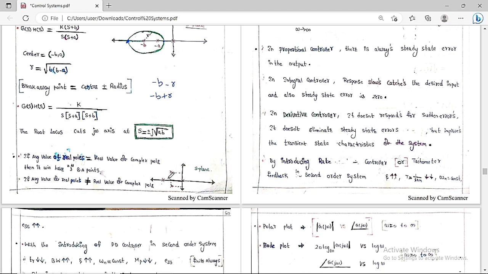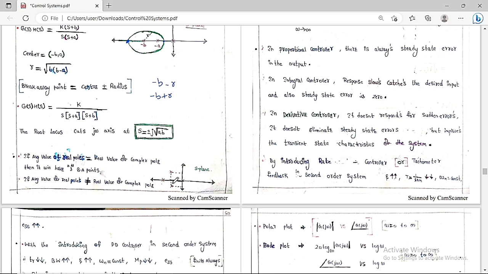Then if I stand here and look to my right side, the summation of the number of real open loop poles and real open loop zeros is 1, an odd number. So this part is present in the root locus. And if I stand here and look to my right side, the summation of the number of real open loop poles and real open loop zeros is 2, an even number. So this is not present in the root locus. So only this part is present.